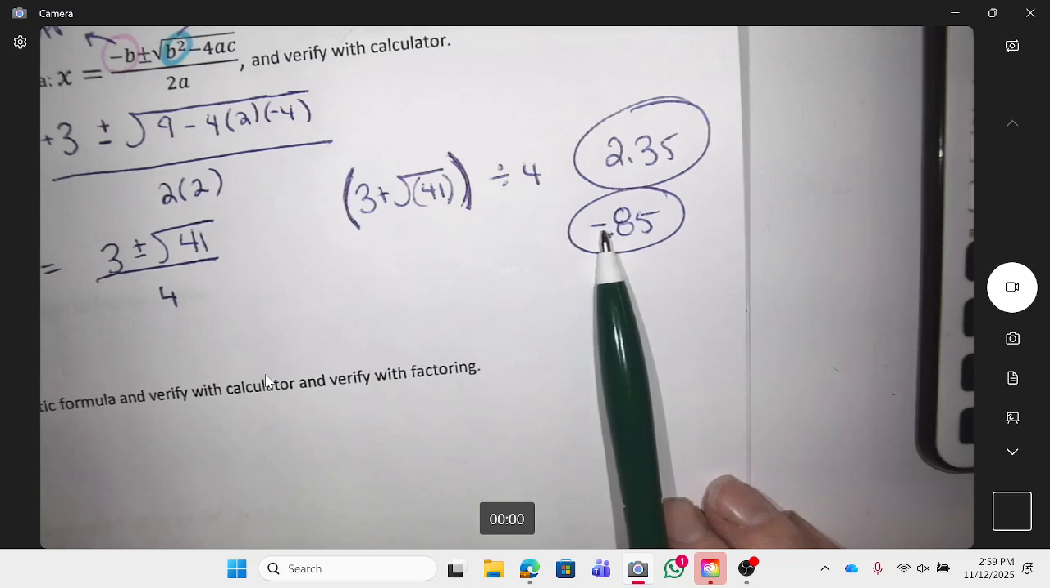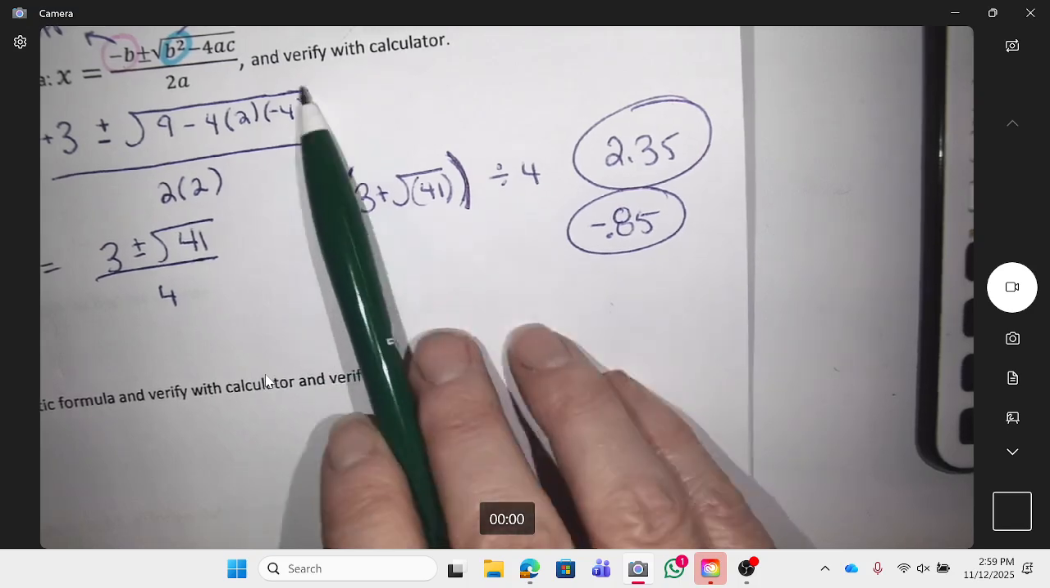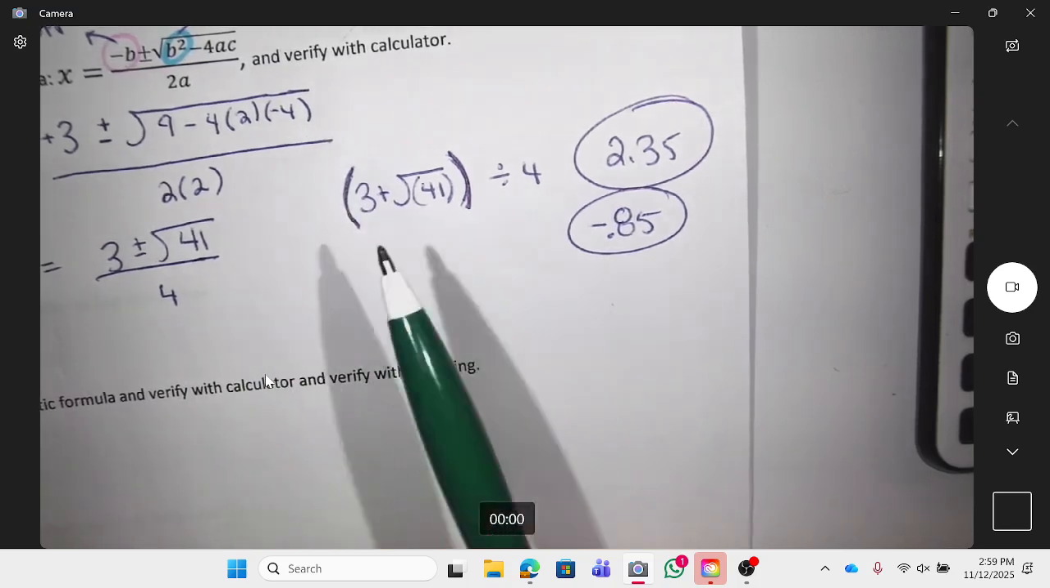Okay, you guys are on a test. If I make you use the quadratic formula, you can use this also to check your answers, right? You have to show me this work.